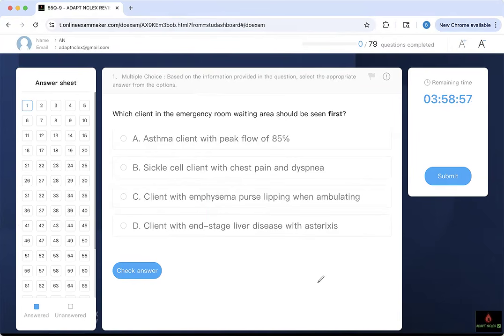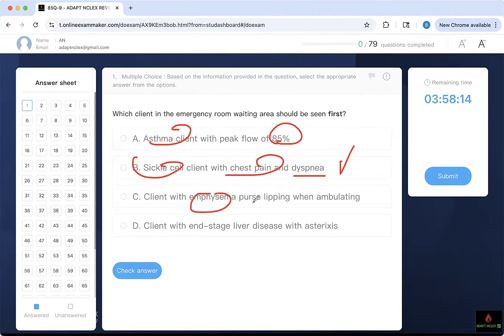Yeah, I know. And I know you picked the right answer. Which one is the right answer? Number 2 is the right answer. Why? A sickle cell patient with chest pain and dyspnea, this is acute chest syndrome. Patient has an acute problem. We need to figure out this can lead to cardiac problems and pulmonary issues. What are the other ones? Why are they not the right answer? Asthma patient with a peak flow of 85, that's a good thing. Anything above 80 is a good thing. The patient is in the green zone, so we're not going to worry about it.